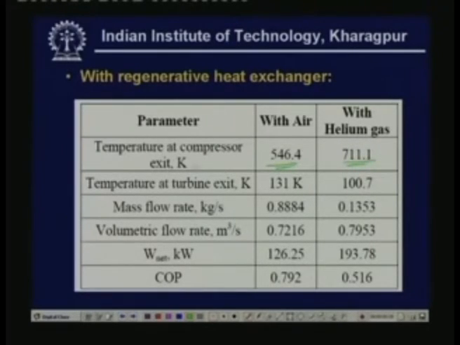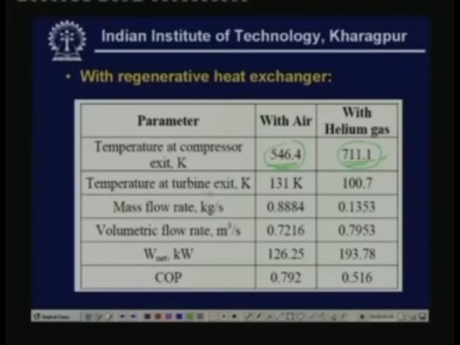First, you can see the temperature at compressor exit. With air it is 546.4 and with helium gas it is 711.1. So, there is a big jump in the exit temperature, which is actually a negative as far as the helium gas system is concerned. This is happening because helium has a much higher specific heat ratio compared to air.